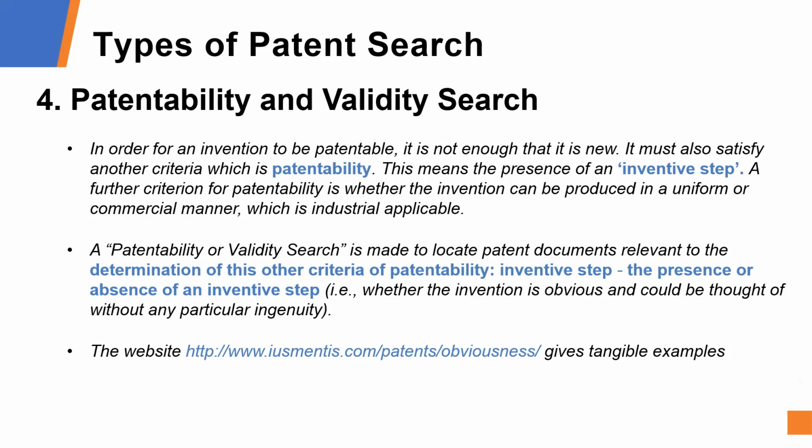For this particular search, the patentability or validity search, it is made to locate patent documents relevant to the determination of these other criteria of patentability, that is, the presence or absence of an inventive step. So when the examiner finds that indeed there exists an inventive step, that means you pass the second requirement. These are the two most crucial requirements by IPOPHIL, novelty and the inventive step. If you pass those, it's easier to pass the industrial application requirement.